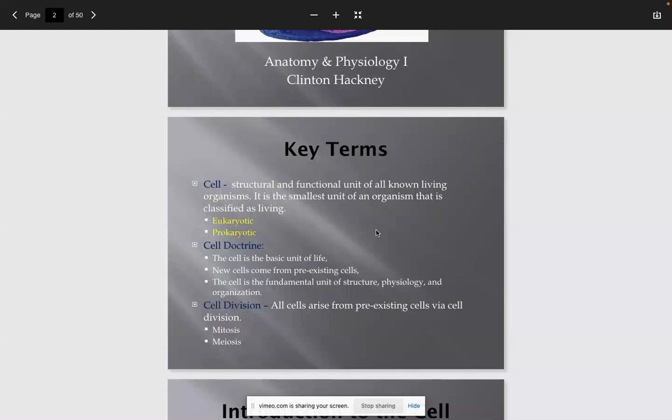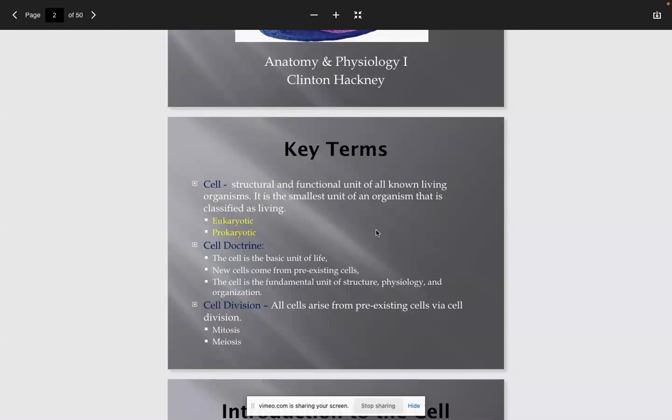Then we have something called the cell doctrine. What is the cell doctrine? This is something that was discussed in Bio 112, your intro class. This is just saying what we simply said above, that the cell is the basic unit of life, that new cells come from old cells, right? They come from all pre-existing cells. And you guys already know about that because that's what mitosis is.